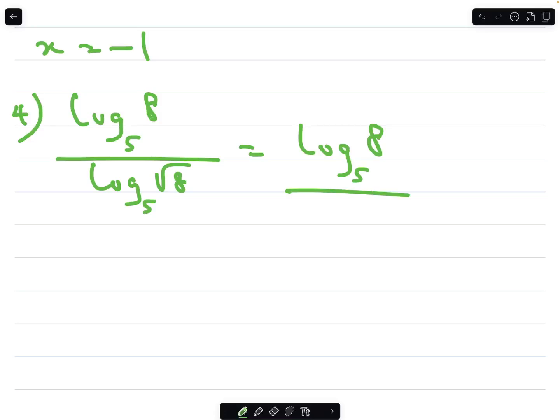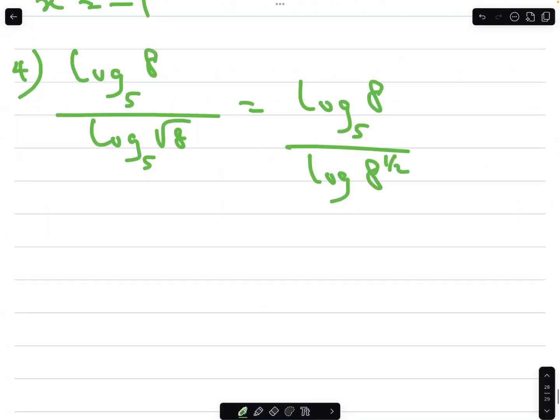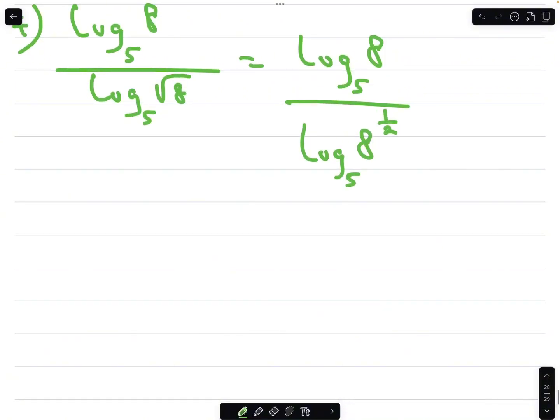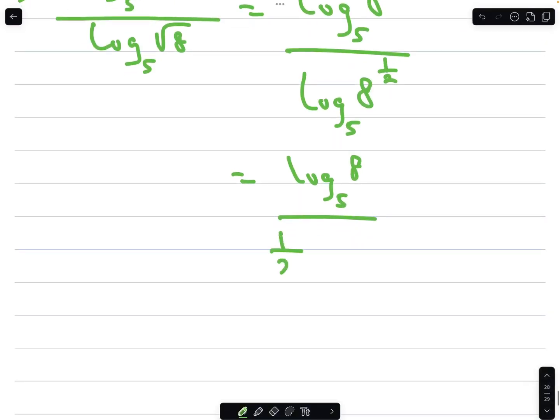That means log 8 base 5 over log root 8 is the same as log 8 raised to the power half. Are you sure you understand that? Yes. I hope you understand indeed. You are not just saying yes, okay? Log 8 raised to the power half, the two of them belong to base 5. Exactly.